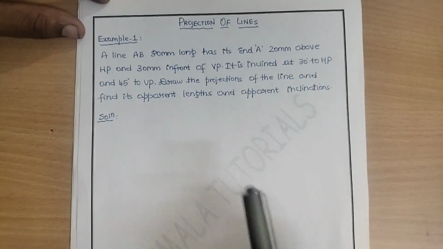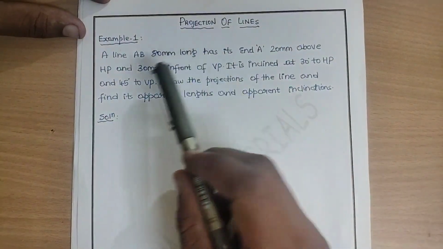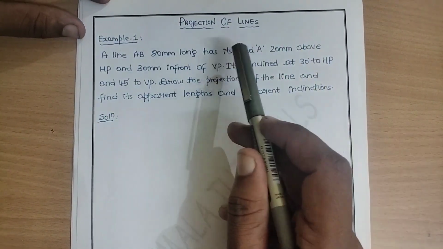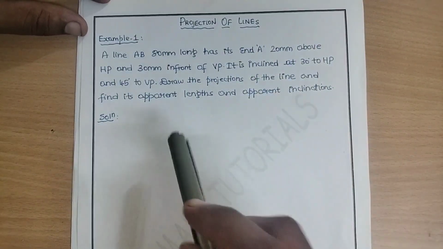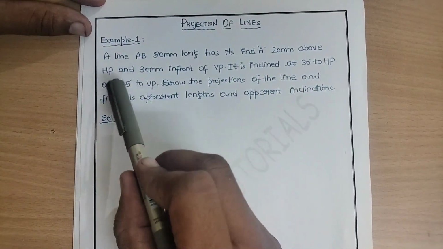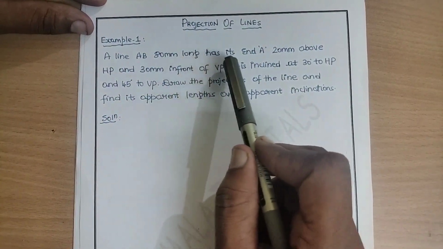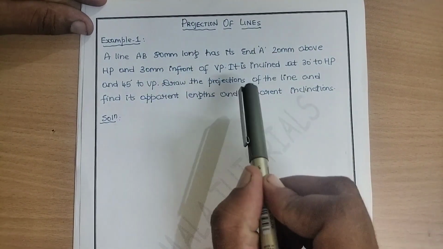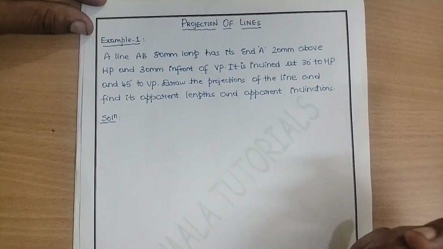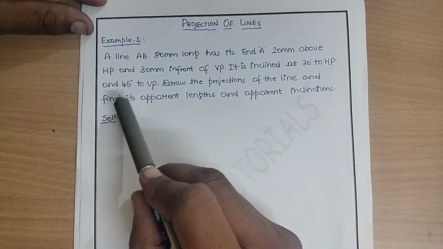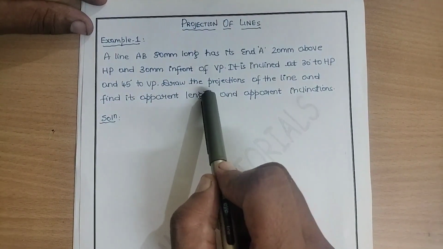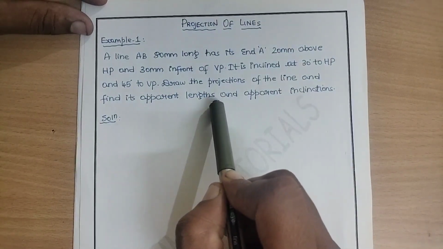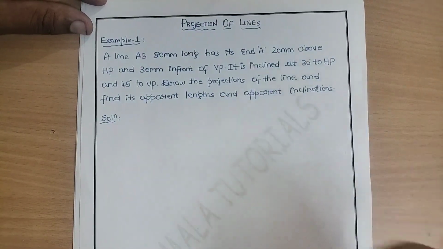In this video, let us see how to solve the examples based on projection of straight lines. The question is something like this. A line AB 80 mm long has its end A 20 mm above HP and 30 mm in front of VP. It is inclined at 30 degrees to HP and 45 degrees to VP. Draw the projections of the line and find its apparent lengths and apparent inclination.